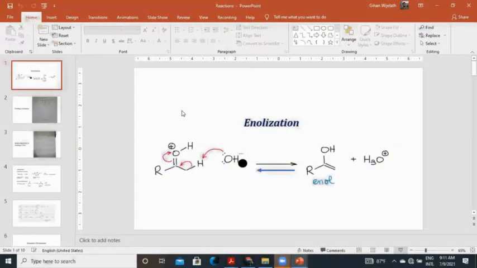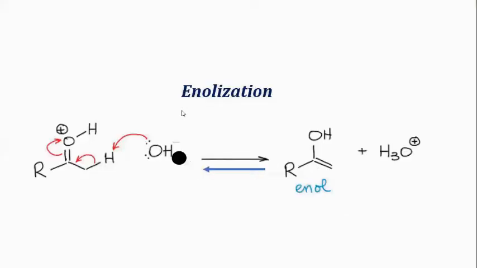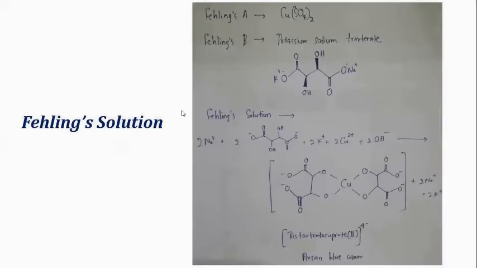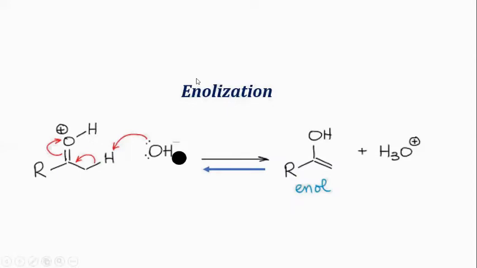Then, as you observed, we used 5 sugars: glucose, maltose, lactose, fructose, and sucrose. Among those 5 sugars, 4 sugars gave the positive result, and sucrose didn't give the positive result. If you compare the difference between sucrose and the other sugars we used, you know that sucrose is a non-reducing sugar.